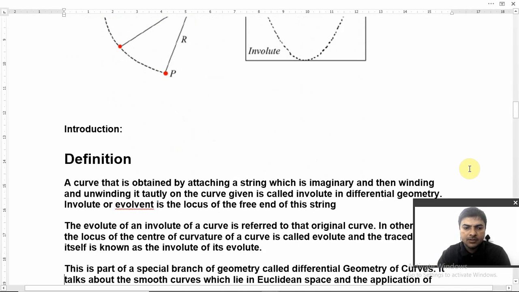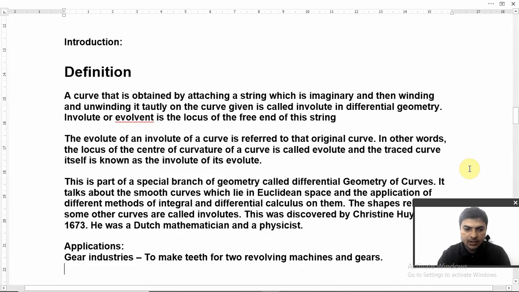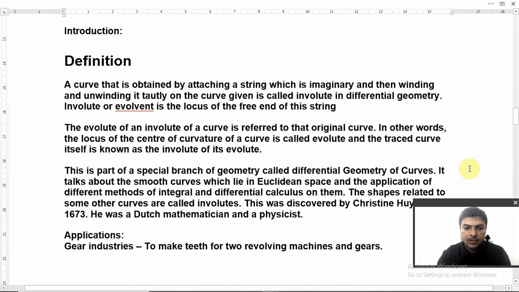So, a simple definition: we take a curve obtained by attaching an imaginary string and then winding and unwinding it totally on the given curve. This is called an involute in differential geometry. The involute is the locus of the free end of this string. The evolute of an involute of a curve is that original curve.